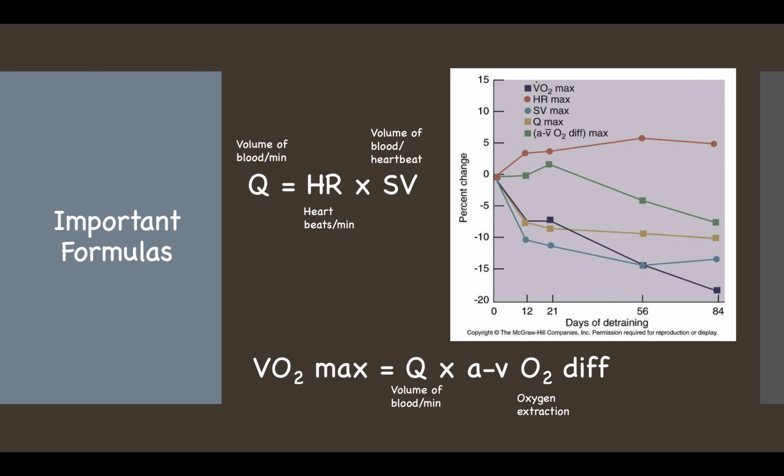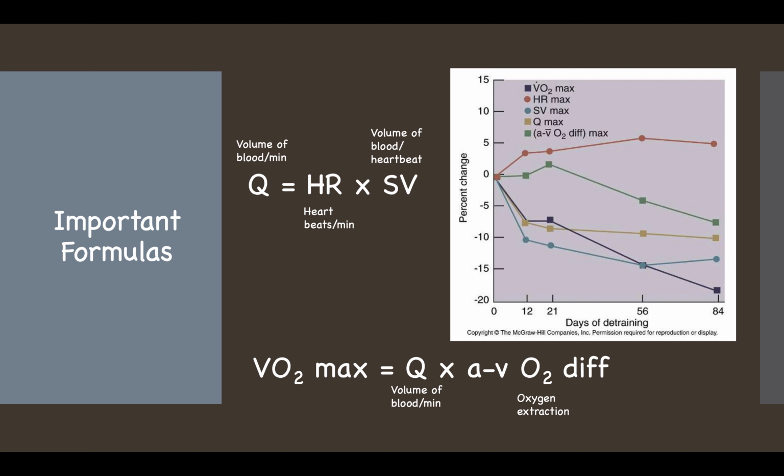When we look at how this changes over time, we're going to be splitting it up from 0 to 21 days and then 21 to 84 days, because the changes are very different in the first 3 weeks and then beyond 3 weeks of detraining.